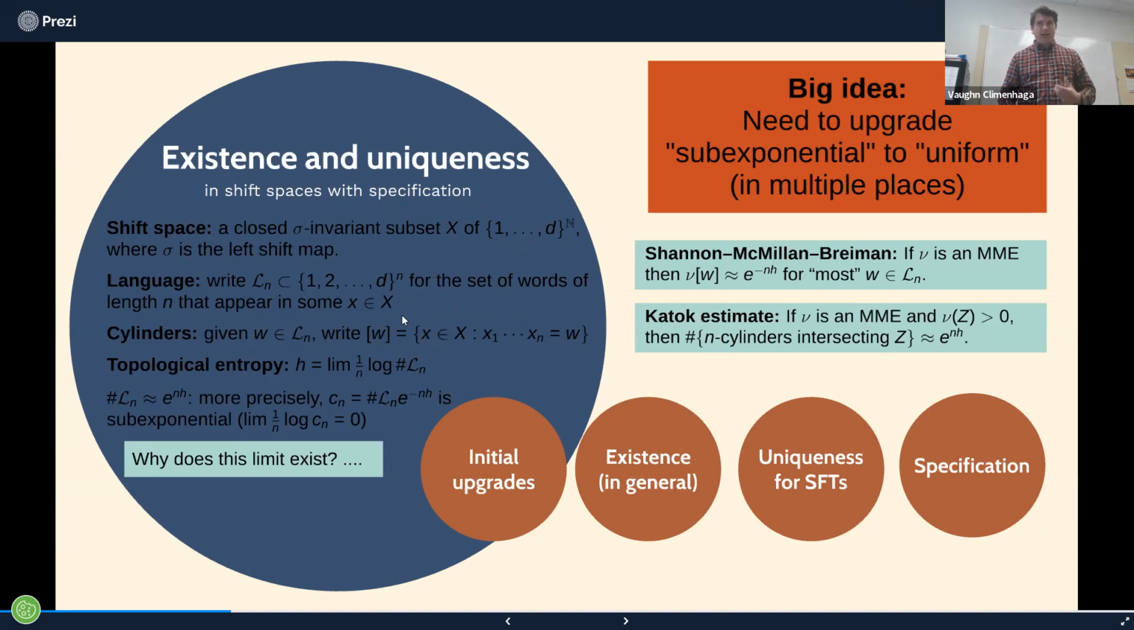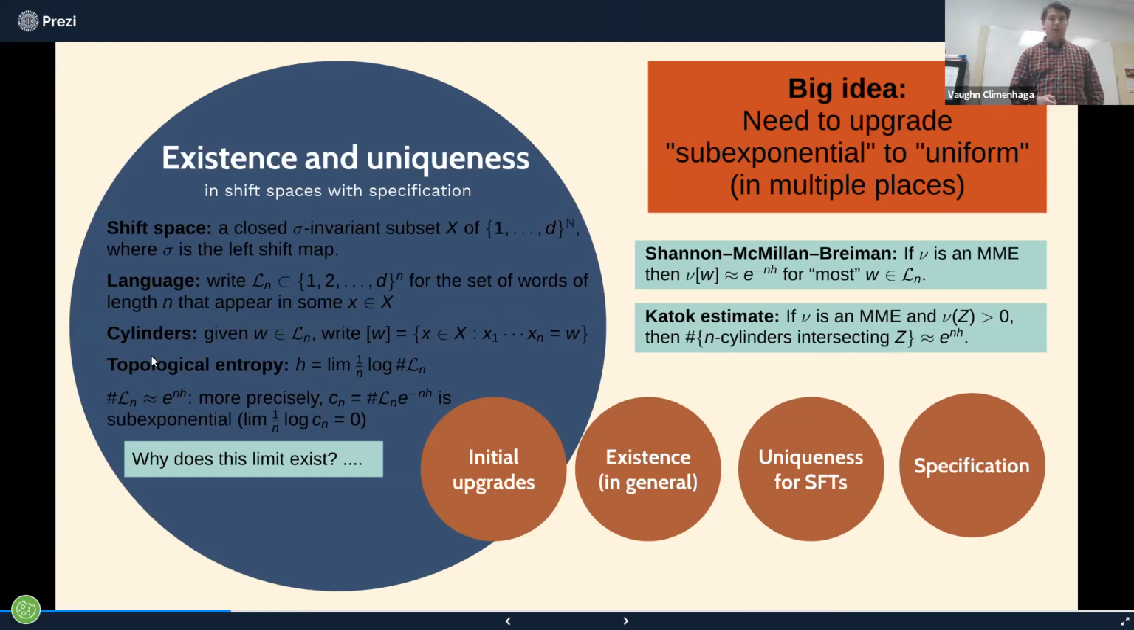And in this setting, the topological entropy is quite easy to find. You look at all of the words of length n that appear in some element of your shift space. You count how many of them there are, the cardinality of the set of words of length n. Take a logarithm, divide by n, and send n to infinity. That limit h is the topological entropy. I call this an exponential growth rate because it means that the number of words of length n is approximately equal to e to the nh.